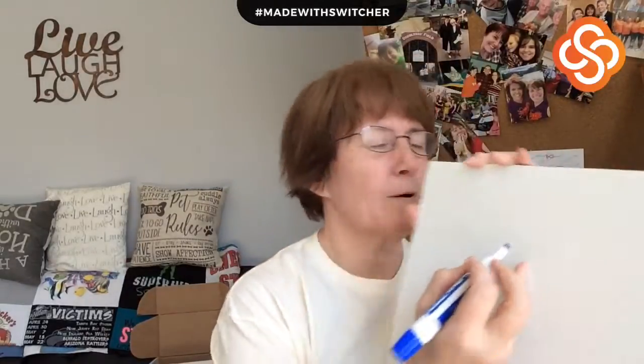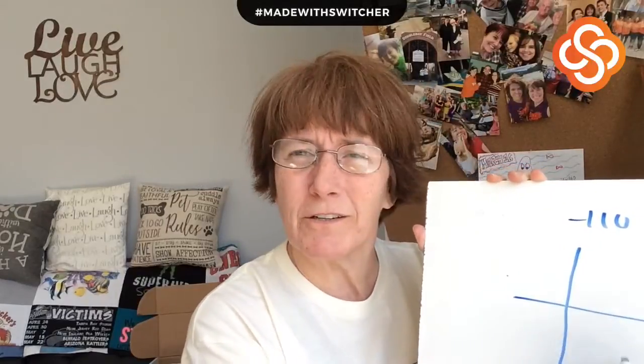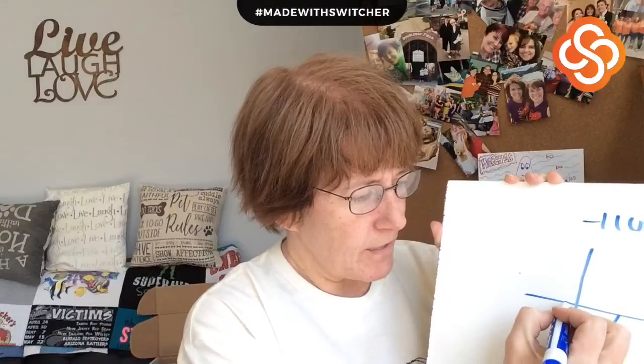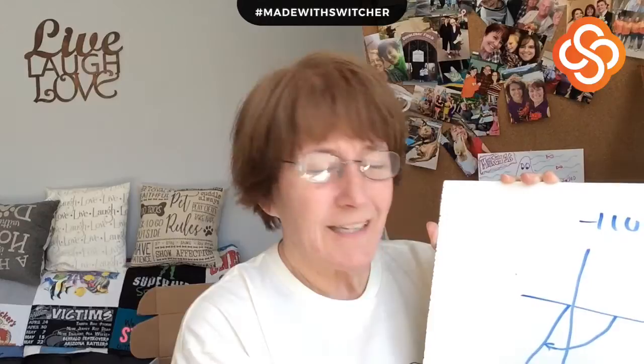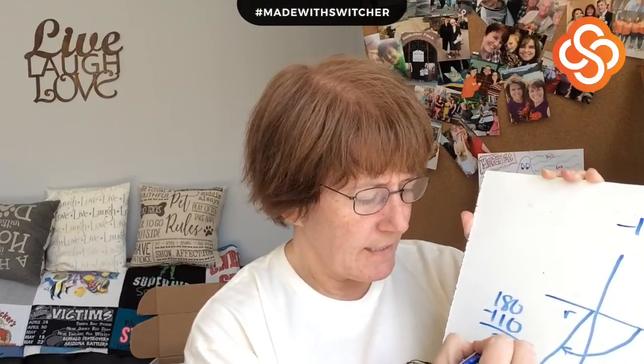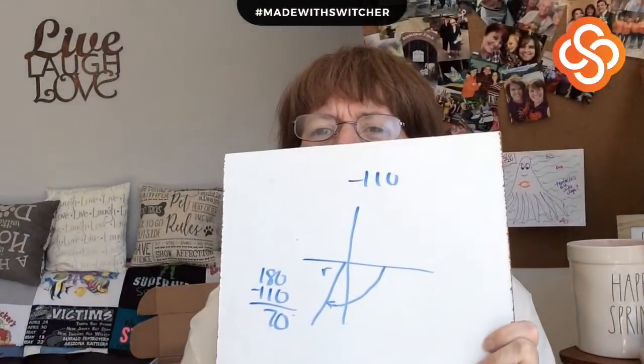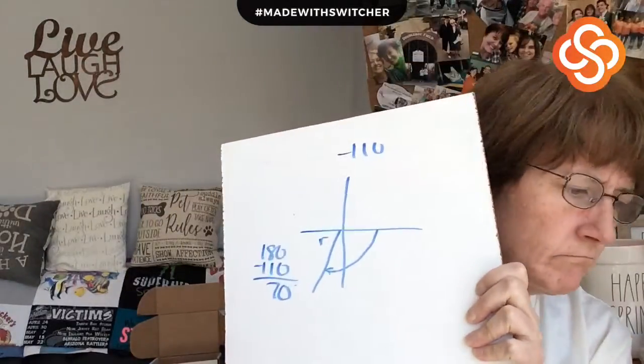Yes. So now we have, what is the reference angle for negative 110? The first thing you want to do is graph that negative 110. Negative is going to go counterclockwise, nope, clockwise. And that's going to be in quadrant 3. Our reference angle is this one. So we're going to do 180 minus 110, and our reference angle would be 70. The reference angle will always be positive, and it has to be acute.